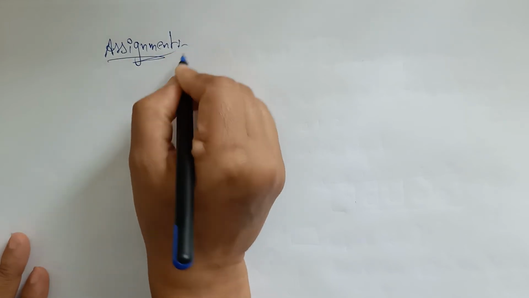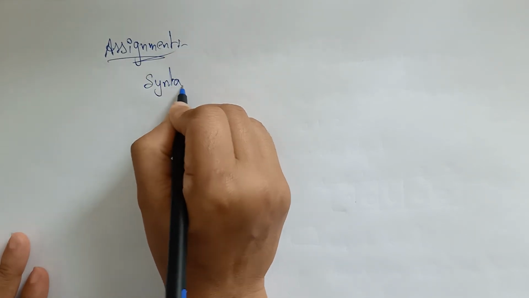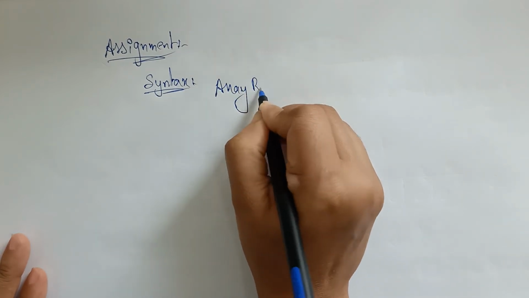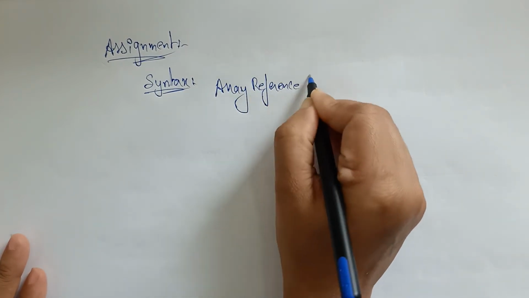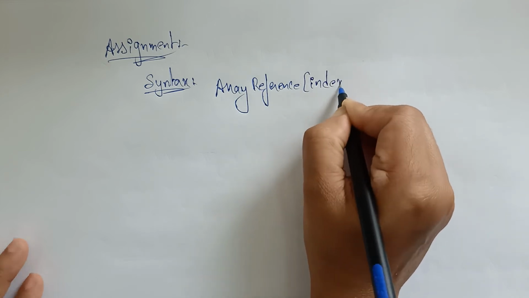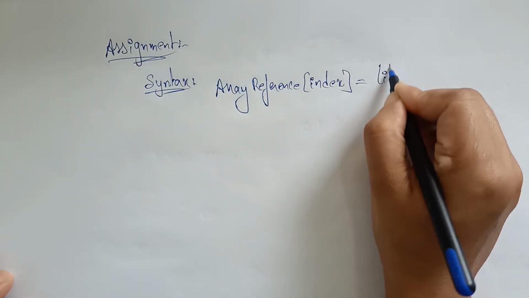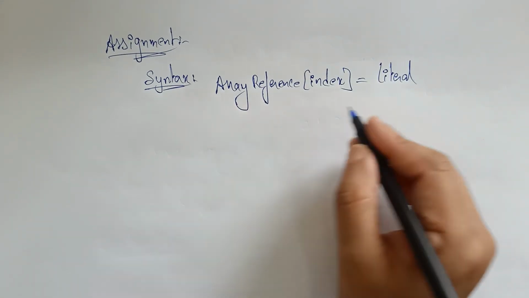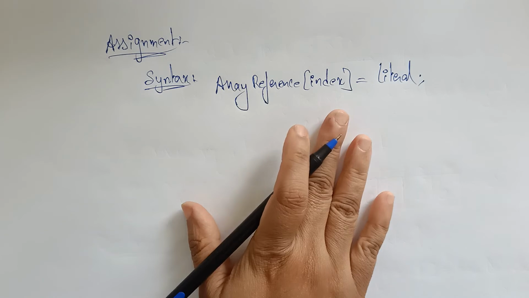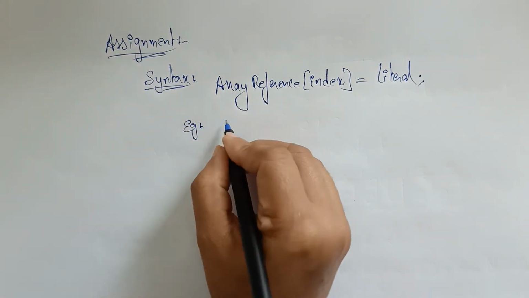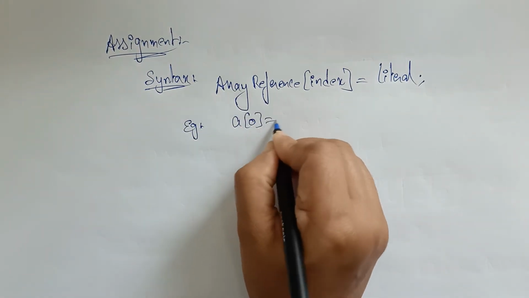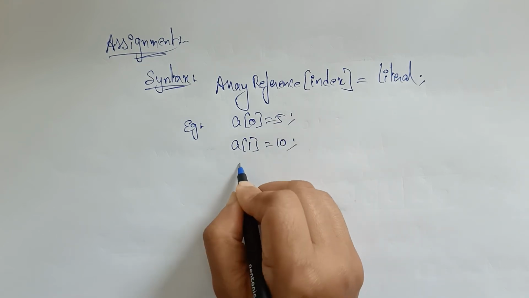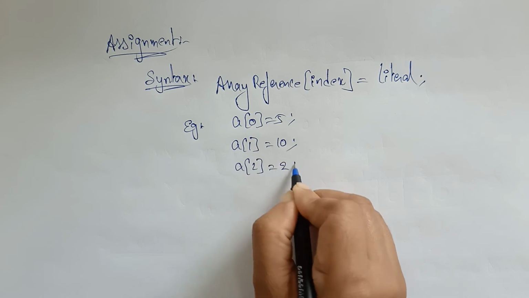Assignment. Let me write the syntax first: array reference, index, is equal to literal. The literal may be a number or any alphabet. So this is an assignment. The example is array of 0 is equal to 5. Let me write array of 1 is equal to 10, array of 2 is equal to 2. So this is only the assignment.